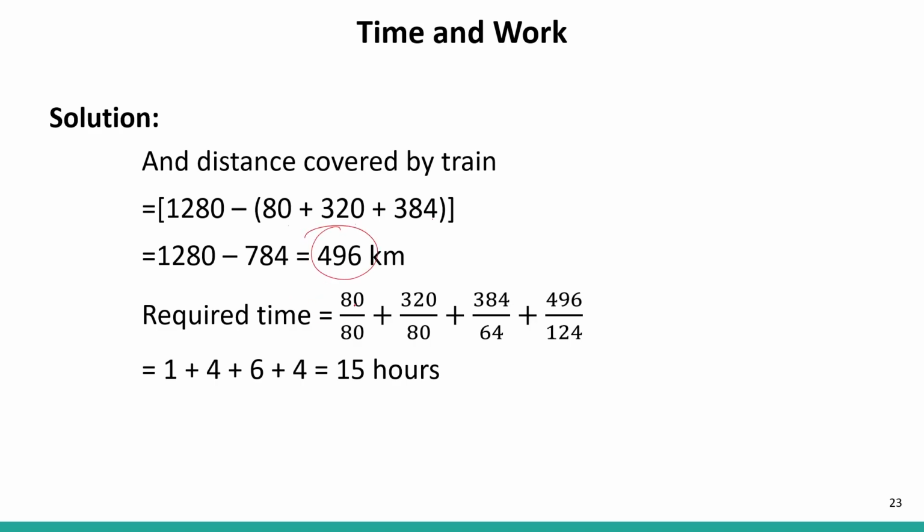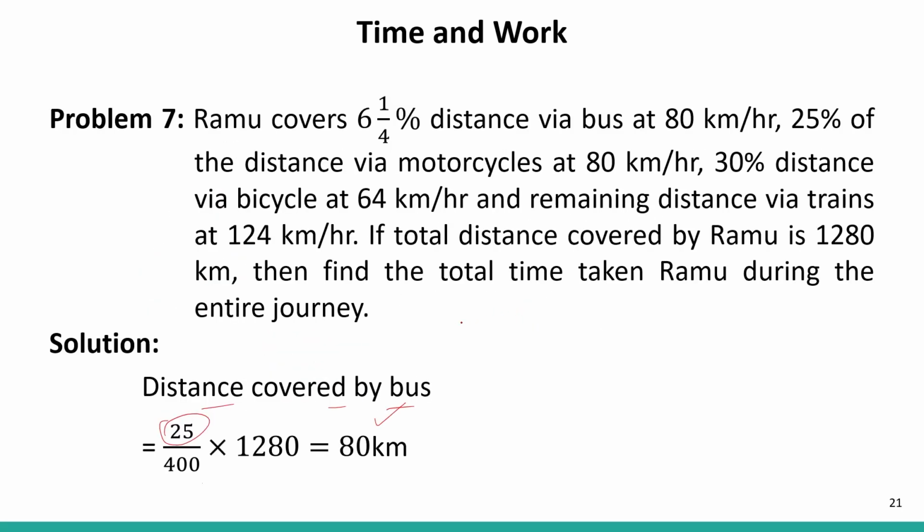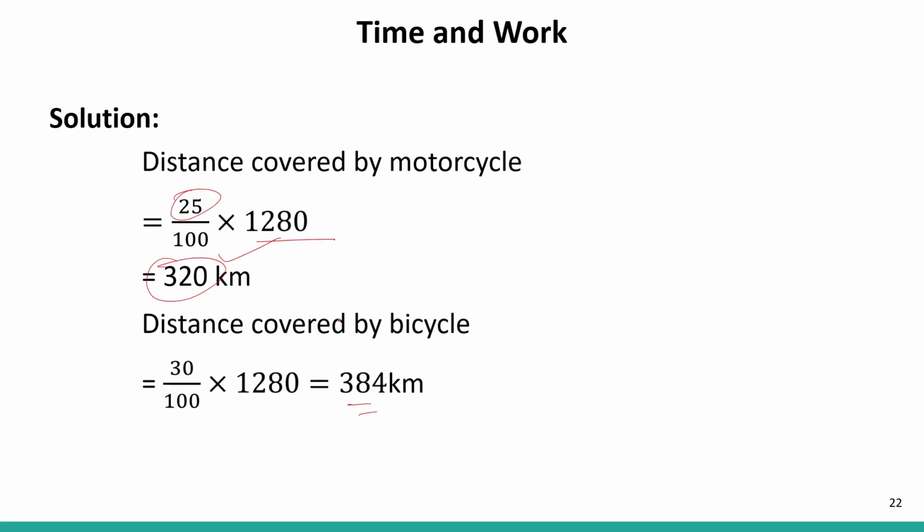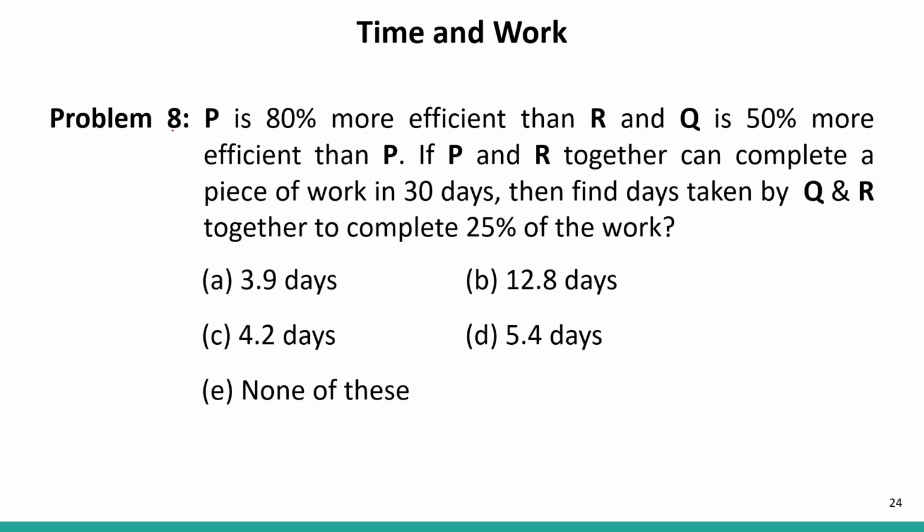So required time is equal to 80 by 80, 320 by 80, 384 by 64 and 496 by 124. So 1 plus 4 plus 6 plus 4 is equal to what? So it will be 10 plus 5. Right. So it will be 15 hours. Okay. So 15 hours is the correct answer. So among these options, only option E is the correct one. Option B, D, C and A, these are all wrong answers. Okay, let's go forward with problem number 8.